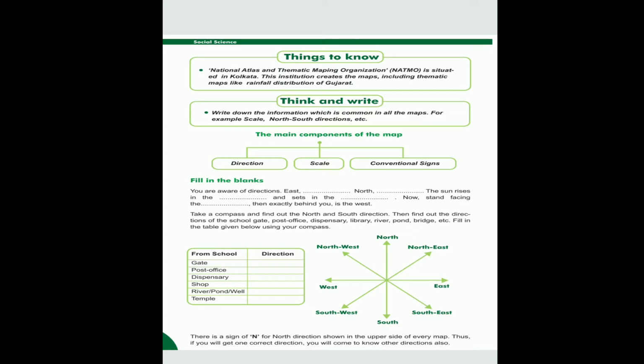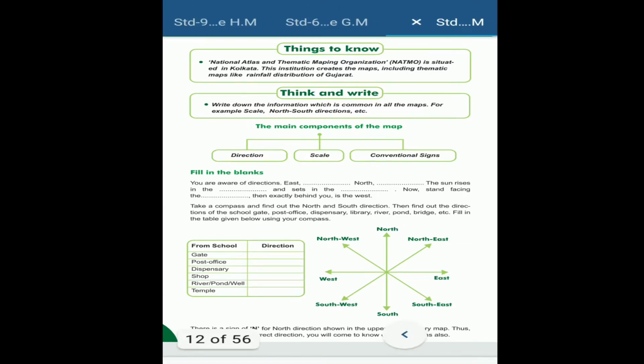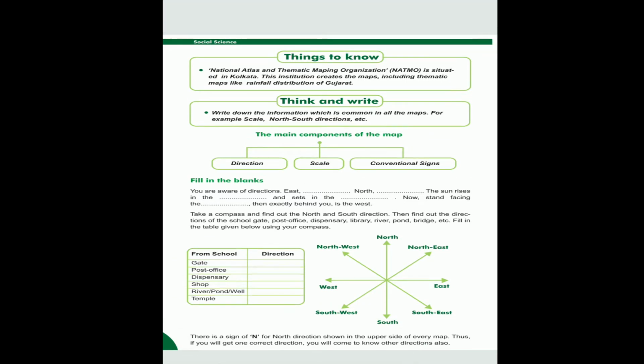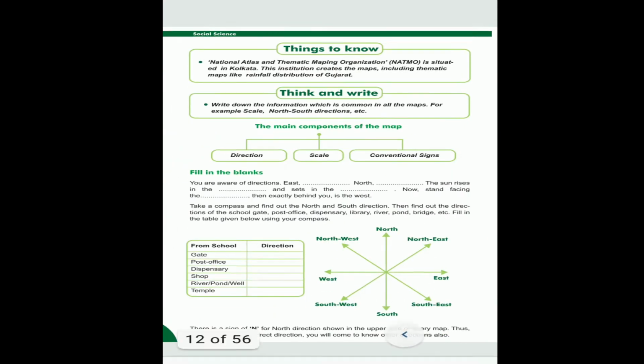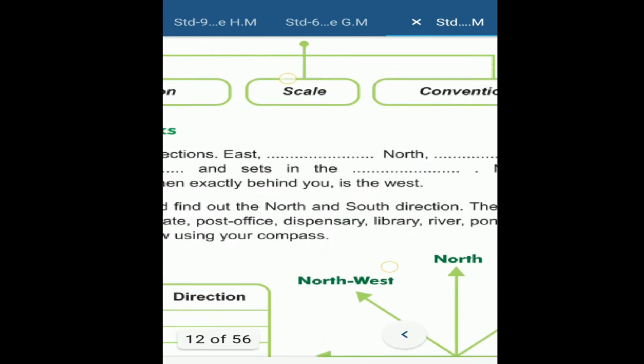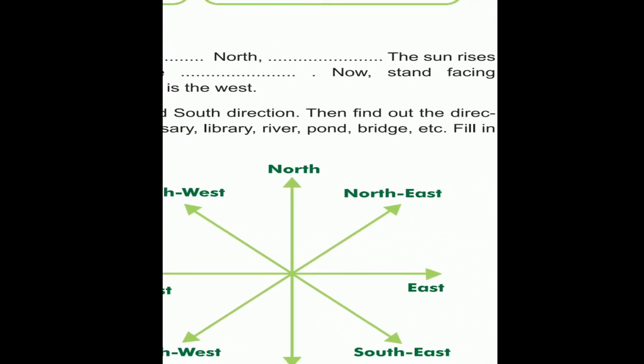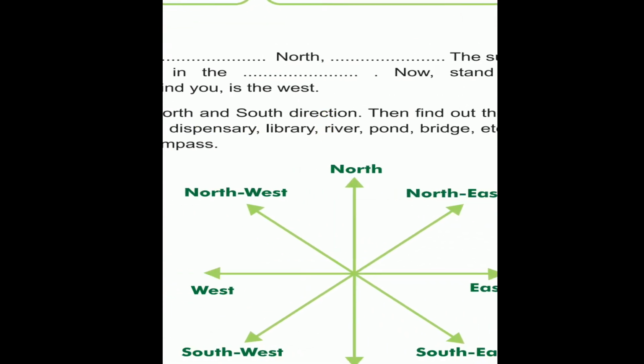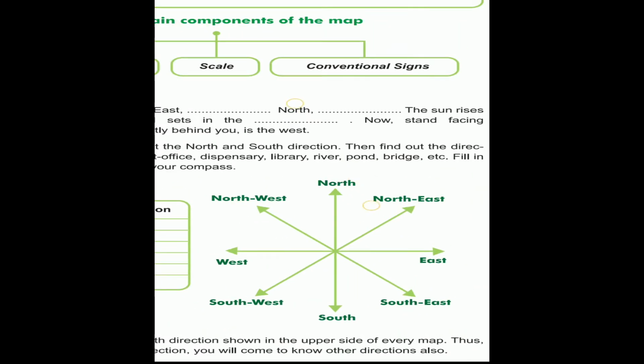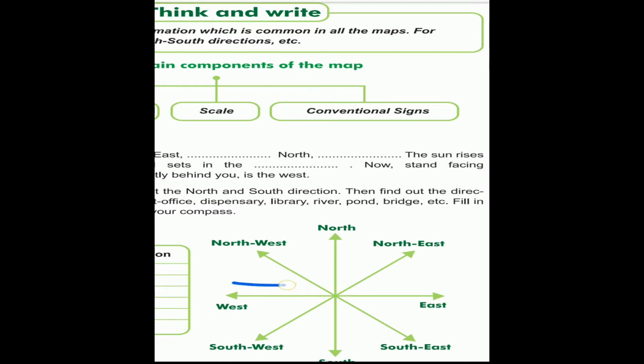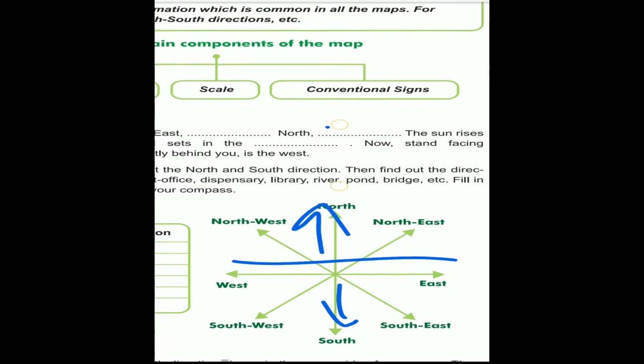Now we know there are four major directions, and these four major directions are divided into four more important directions, like north, south, east, west. Now north and south and east and west are also divided, like northwest. This area is northwest, and northeast is this area. So here we can say in the northern area, this is the line, and this is the northern part, and this is the southern part.